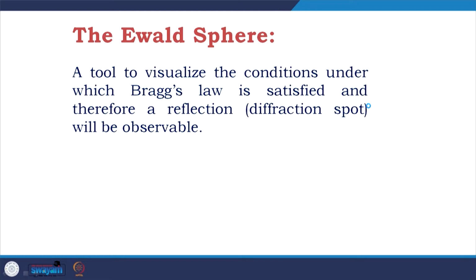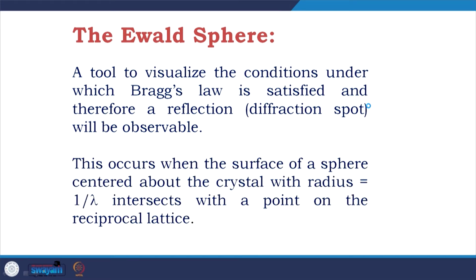Also, the Ewald sphere is used as a tool to visualize the condition under which Bragg's law is satisfied, and therefore, a reflection, or you could better say a diffraction spot in the collector, will be observable. This occurs when the surface of a sphere centered about the crystal with radius equal to 1 by lambda intersects with a point on the reciprocal lattice.